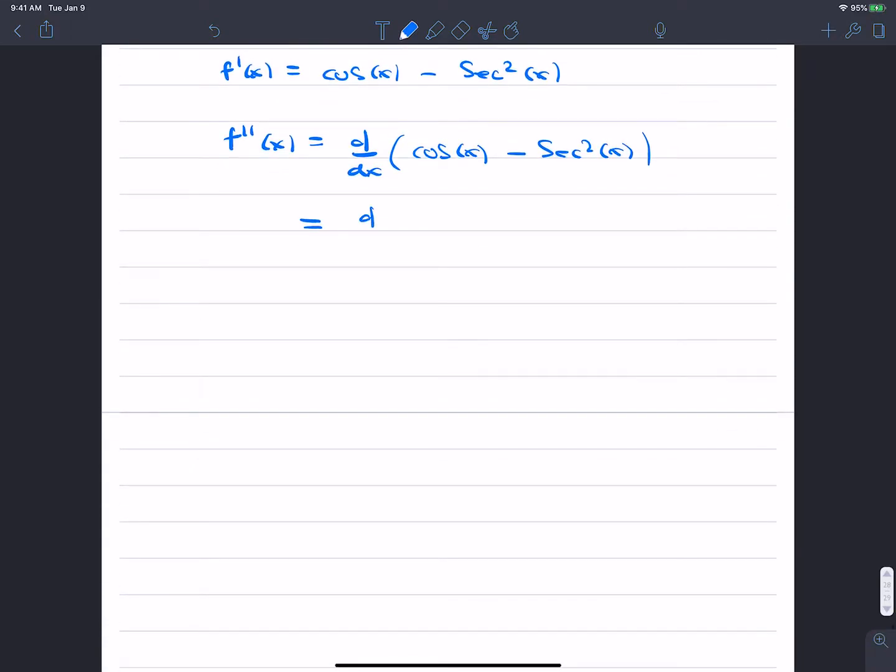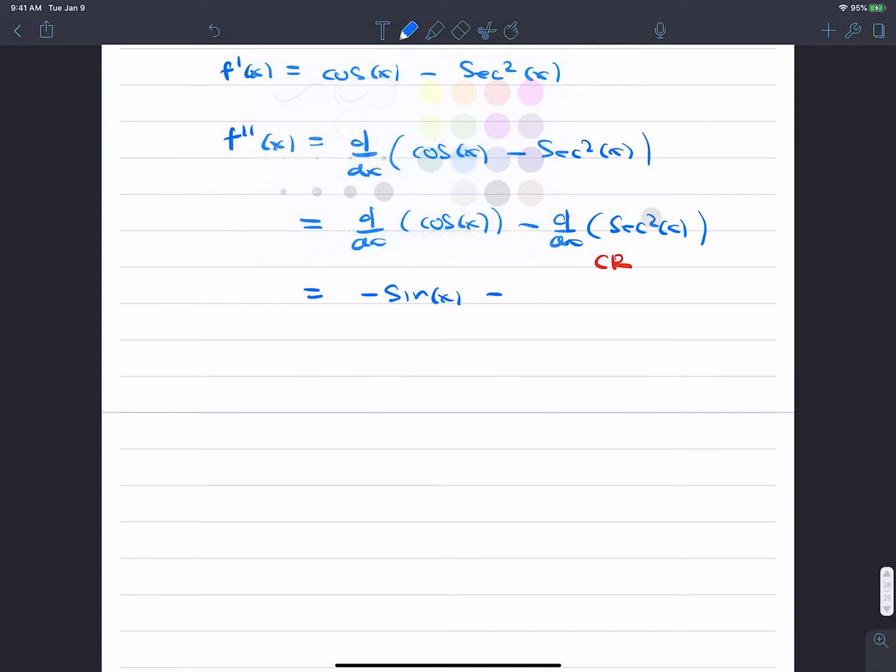So the derivative of a difference will be the difference of derivatives, right? And then what's the derivative of cosine? Minus sine. And then over here, don't forget, what do we have to use? The chain rule, is that right? Because you have the power 2. So that's going to give us, by chain rule, 2 secant x times the derivative of what?